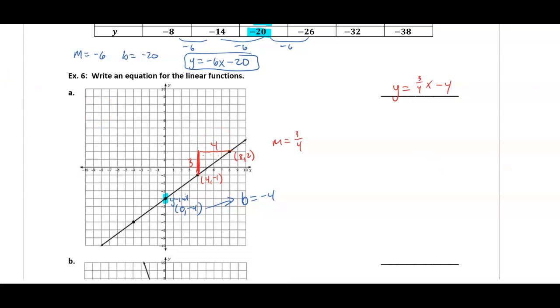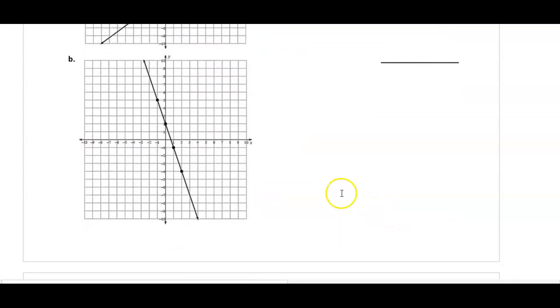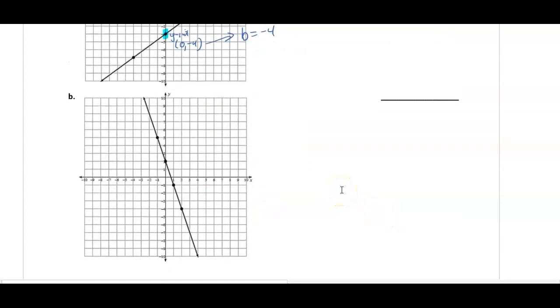Okay, now, the last one here. First off, I look at the graph. Can I identify the y-intercept? Right there. This is my y-intercept at 0, 2. So b is 2. Now I've got to find the slope.